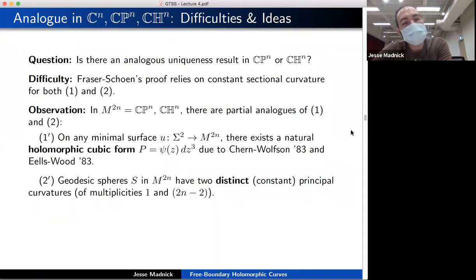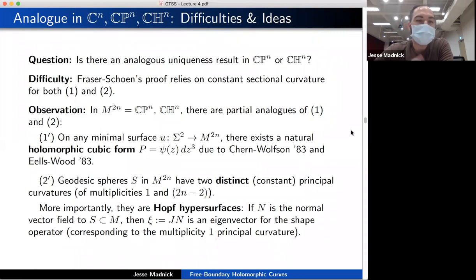And moreover, the geodesic spheres in CP^n and CH^n, they're not completely terrible. They're not quite as symmetric, but in terms of their principal curvatures, they have 2 of them. So one of them has multiplicity 2n minus 2, and the other one has multiplicity 1. And you might think that that multiplicity 1 principal curvature maybe messes things up because you're not as symmetric, but actually that ends up being an important key.